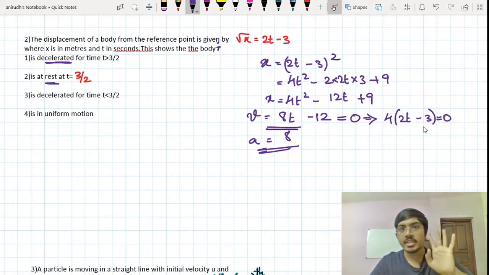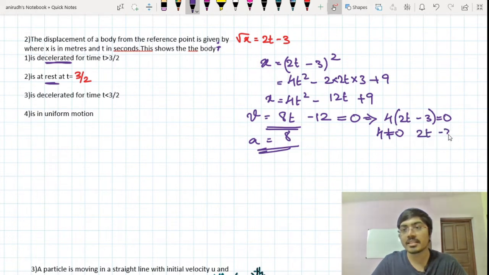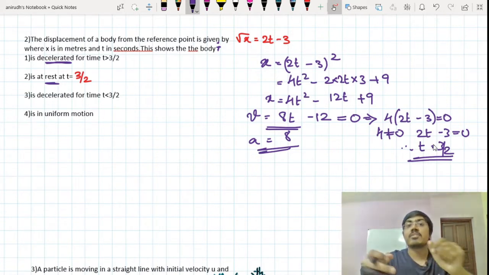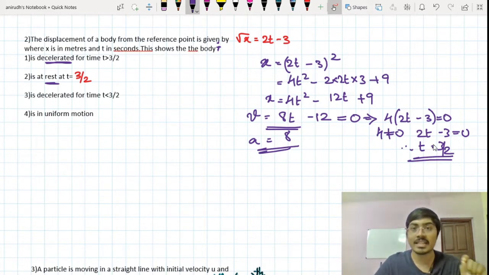Now 4 cannot be equal to 0. Therefore, I can write 2t minus 3 is equal to 0. Therefore, t is equal to 3 by 2. That means as time passes, it is starting when t is equal to 0 seconds. Now as time increases, when time is equal to 1.5 seconds, its velocity is 0.